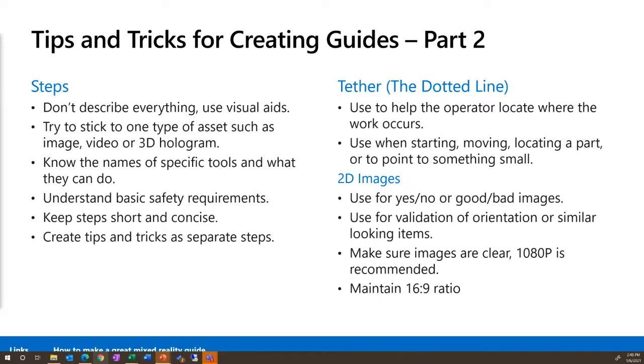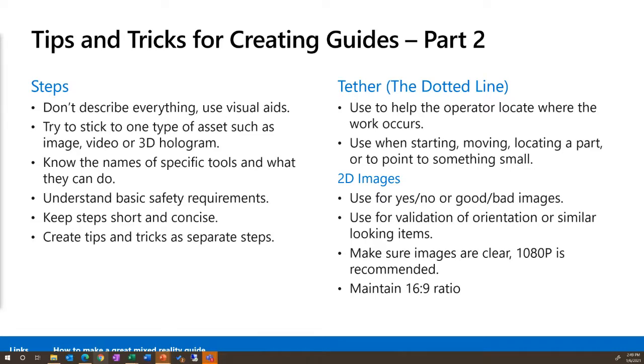Now, tethering is another thing that you can add into your guides, and that's the little dotted line. You want to use the tether or the dotted line to help the operator locate where the work occurs. And you'll want to use it when you're starting an operation, moving to another area, locating a specific part to be used, or to point out something very small on a particular part.